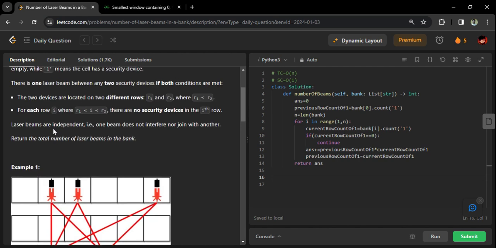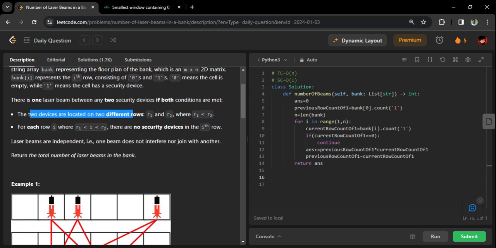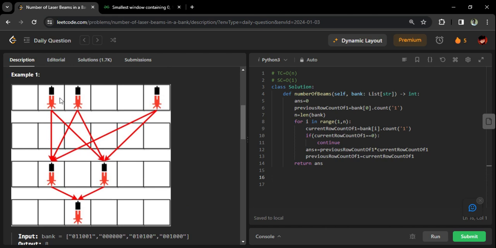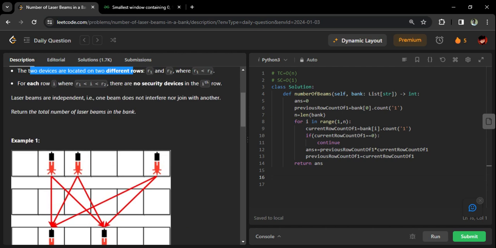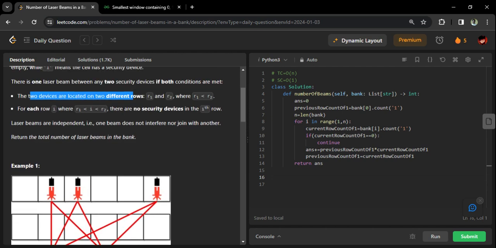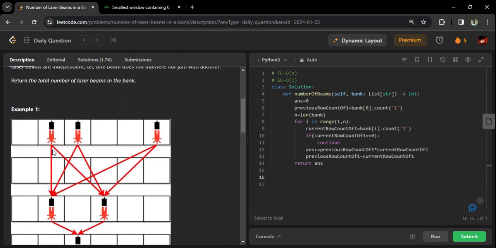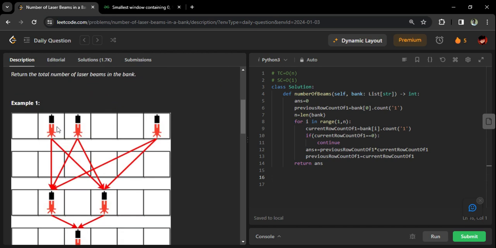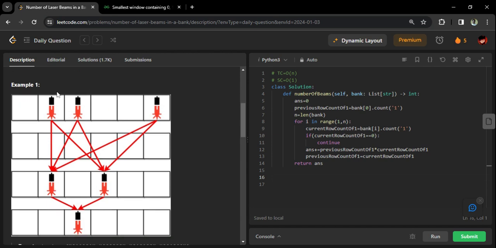First of all, let's talk about this condition. A laser beam can exist only between a security device of one row and a security device of another row. As simple as that. Please, if you have any pen and paper, write these conditions down. The security beam can exist between two rows. It cannot be within the row. As simple as that. The next thing they are trying to say is that the security beam will exist only between the row and the very next row which has a security device. So try to understand. See the one.